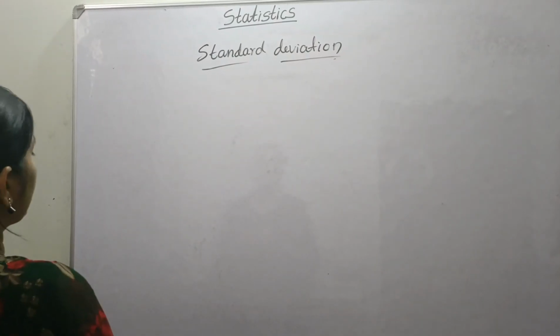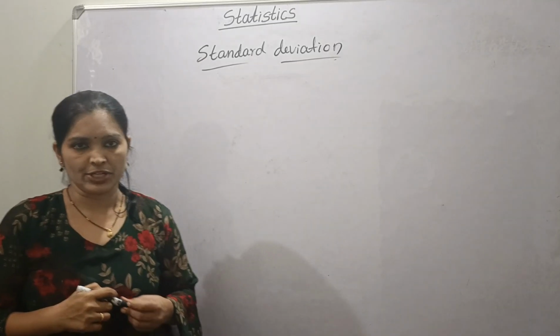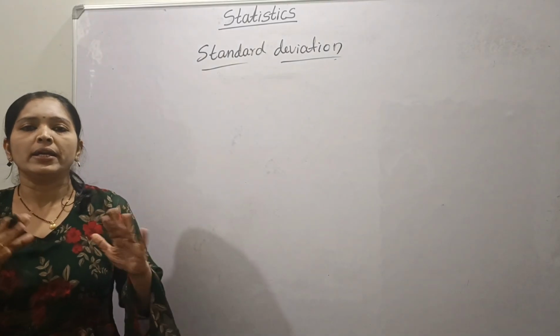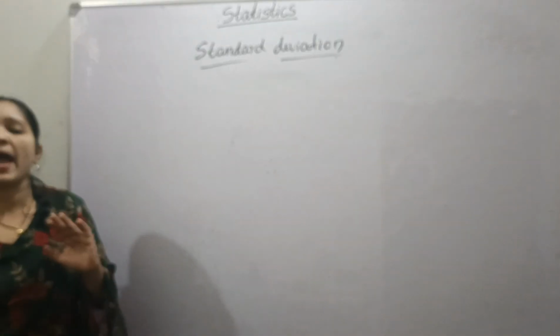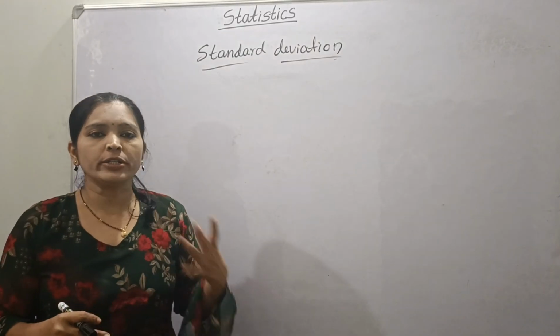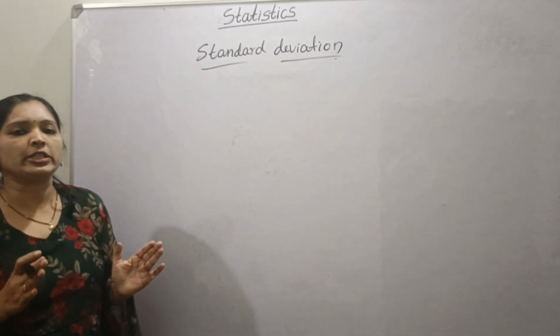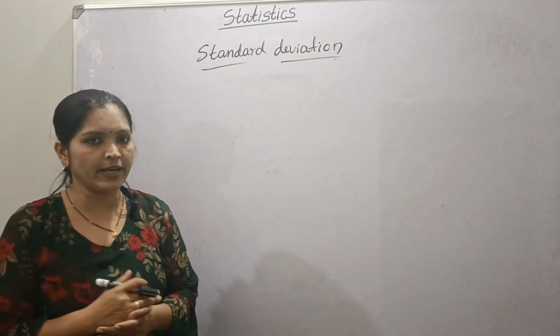Next we will study the shortcut method to find the variance and standard deviation. Sometimes the values of Xi are large, so the calculation of finding the mean and the variance becomes tedious and time consuming. So here we will see the shortcut method to find the mean, variance and standard deviation.